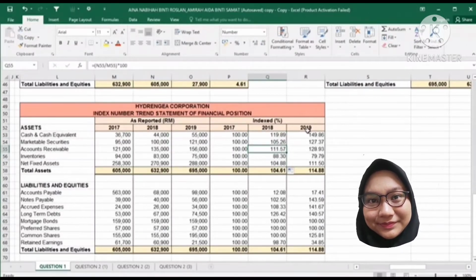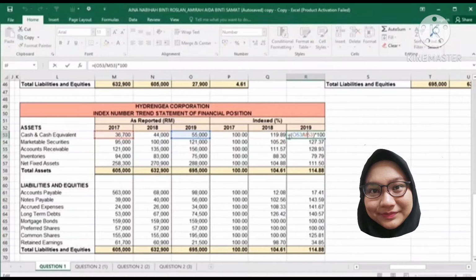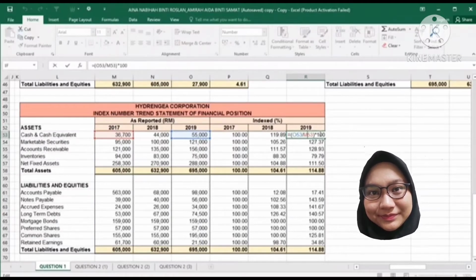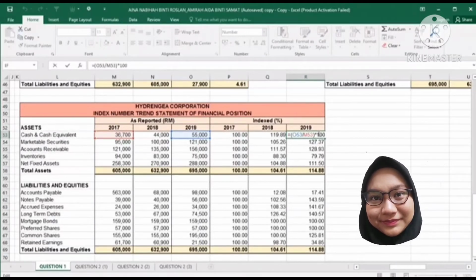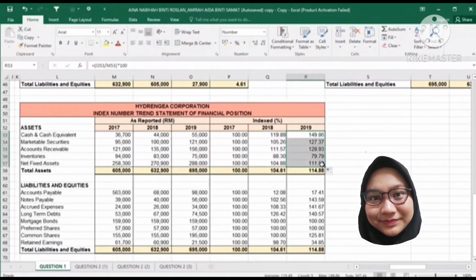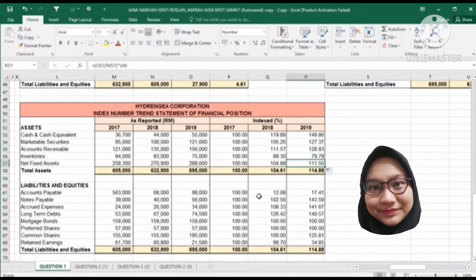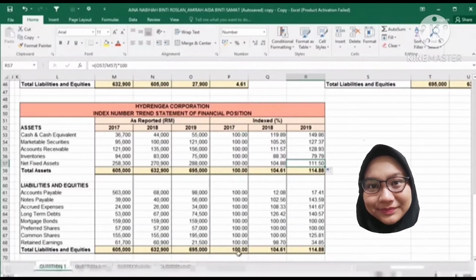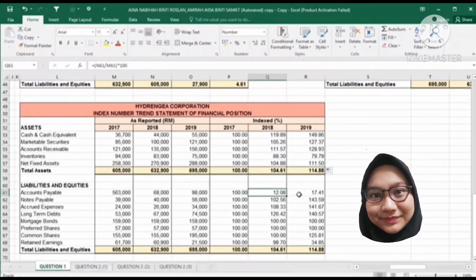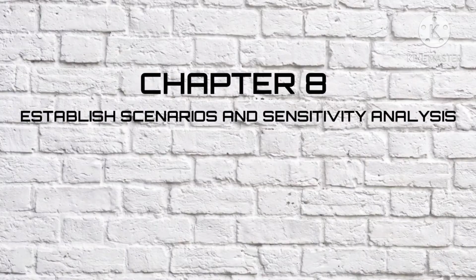Next, for 2019, we calculate equal in bracket amount in 2019 over amount in 2017 as the base year, multiply 100 to get the percent. Enter, we get the answer. We drag down to get all the answers. So for the liabilities and equities, for 2017 we use 100, and then for 2018 and 2019 we use the same method as above.